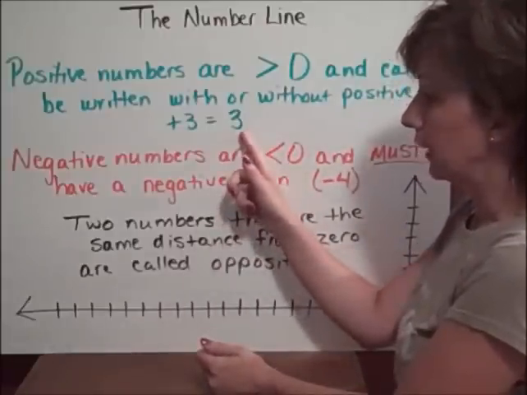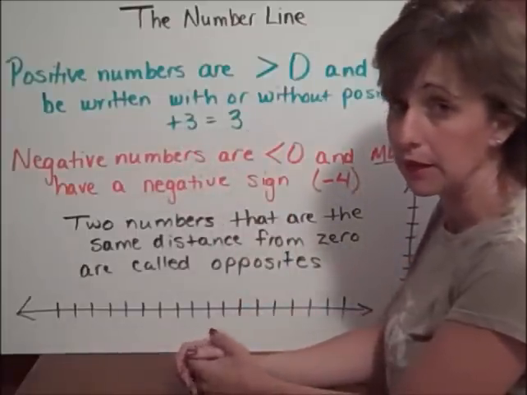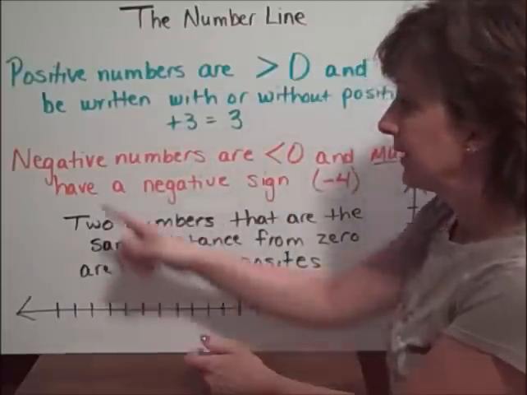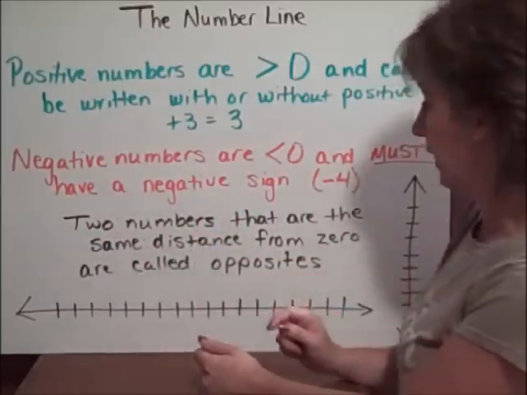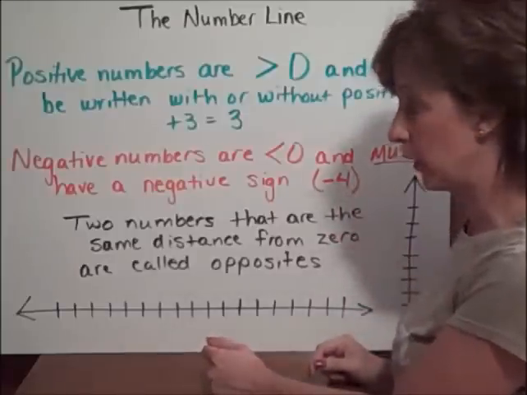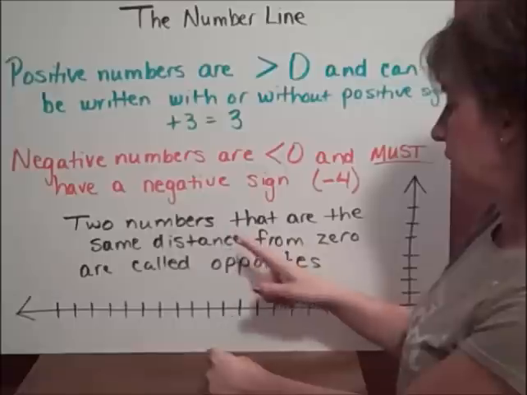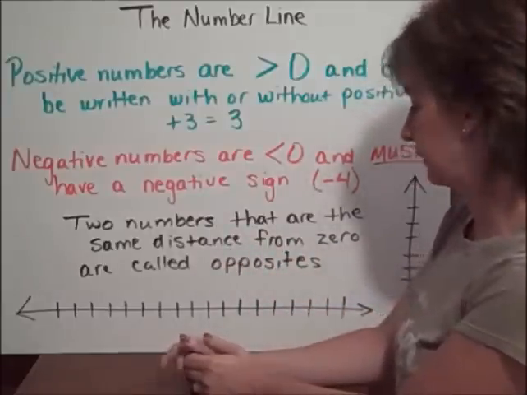This is how you would write 3. Positive 3 is equal to 3. Either one is correct. Negative numbers are less than 0 and must have a negative sign to prove they are negative. So this says -4. Two numbers that are the same distance from 0 are called opposites.